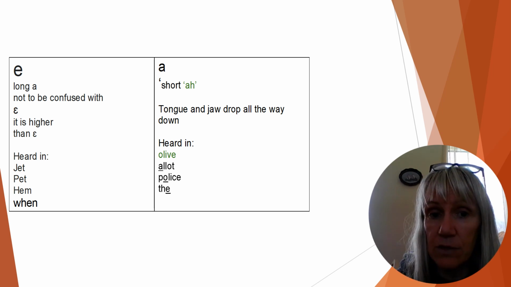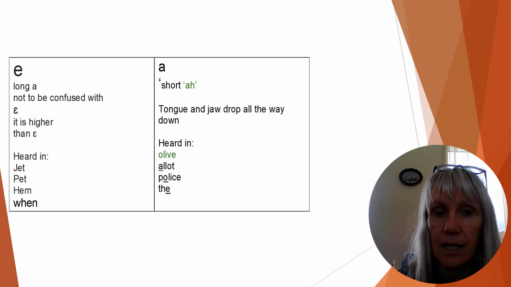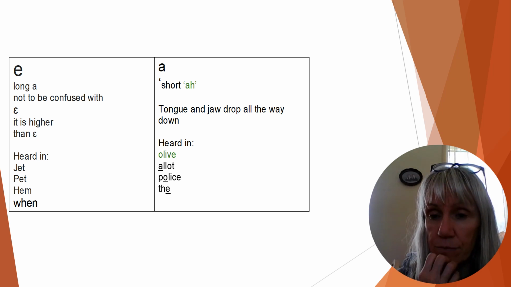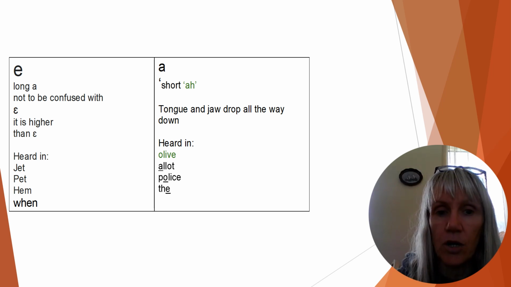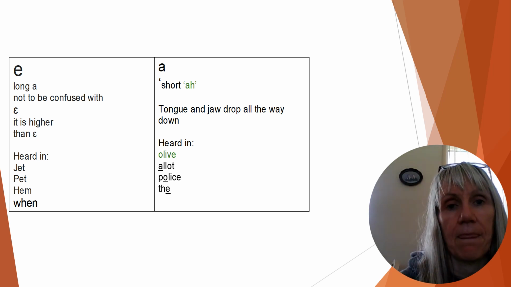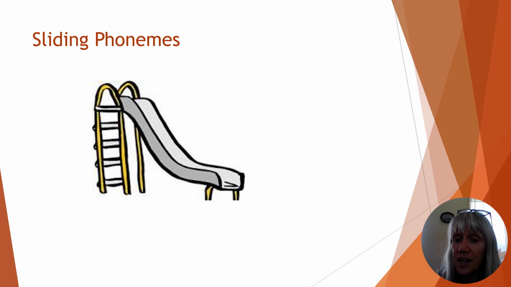Then we have A with a short ah sound. The tongue and jaw drop all the way down for this A, ah. Heard in olive, a lot, polys, the. So there, we covered our monophthongs. Please check those sounds out on the IPA sound chart.